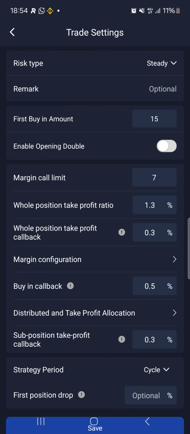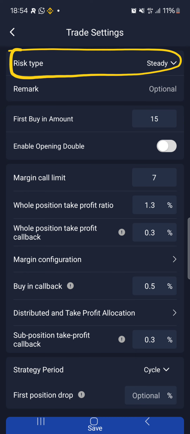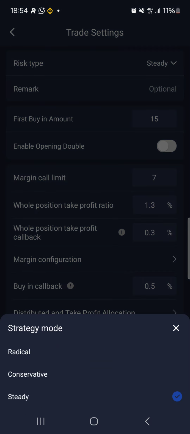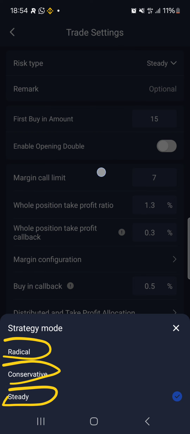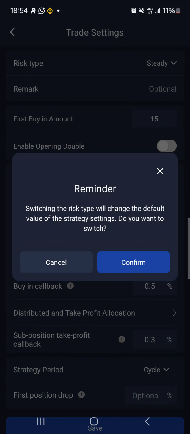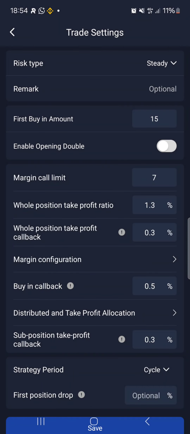Then I'm going to determine my risk profile, my risk type. Basically this shouldn't bother you. If you are a beginner, you can just use the steady as you learn about the radical and conservative. So I will take steady for the beginners.